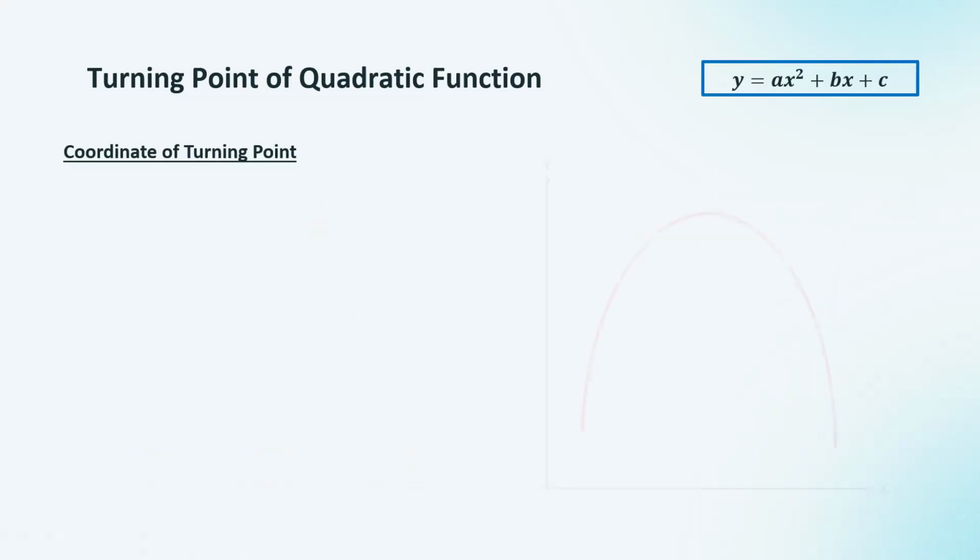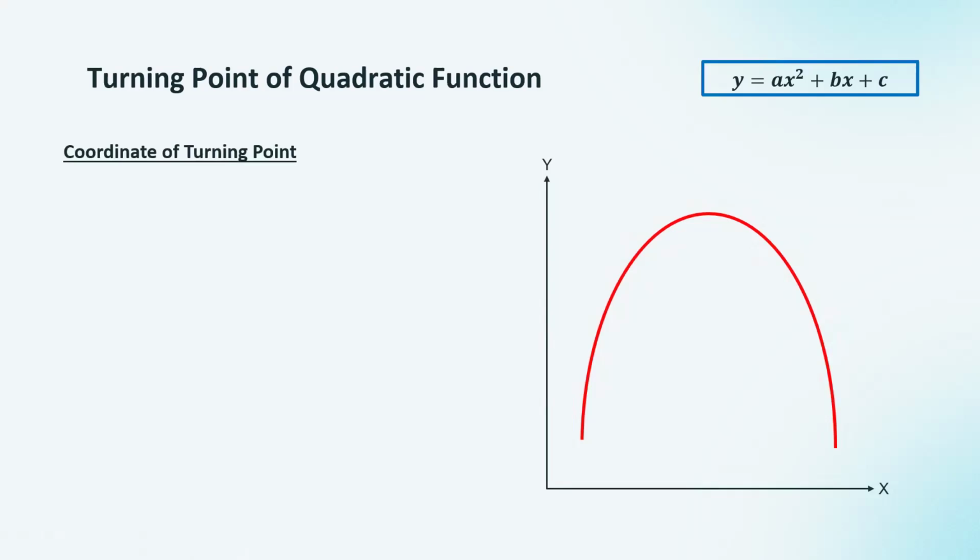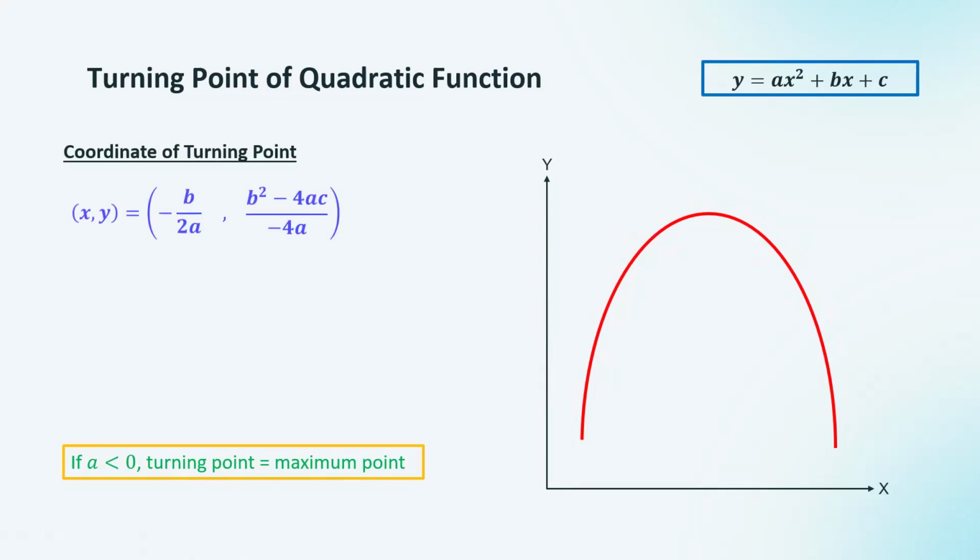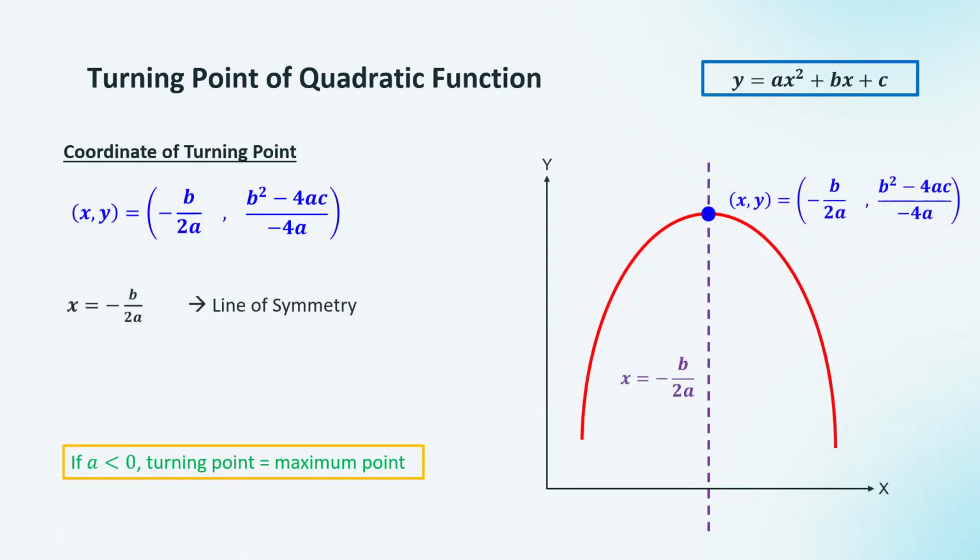Now, let's say that I have this type of parabola. We know that a should be negative, and we will have a maximum point. And the coordinates of the turning point are going to look like this, and we can plot it. And then we know that x, again, is going to be the line of symmetry, and the y is going to be the extreme value.